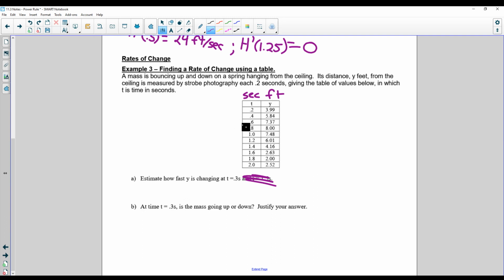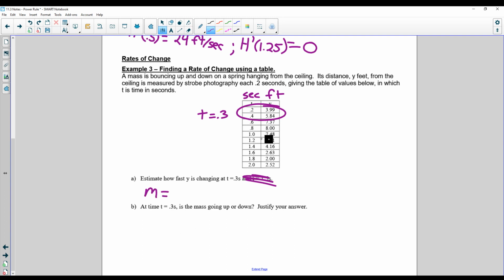Here's how I can estimate it using the chart. Well, t equals 0.3. Well, that's between 0.2 and 0.4. So I'm just going to use 0.2 and 0.4 to estimate what's going on at 0.3, because those two surround the 0.3. So I'm just going to do the slope between these two points, and that gives me a good estimation of what's going on at t equals 0.3. So I'm just doing the slope between those two.